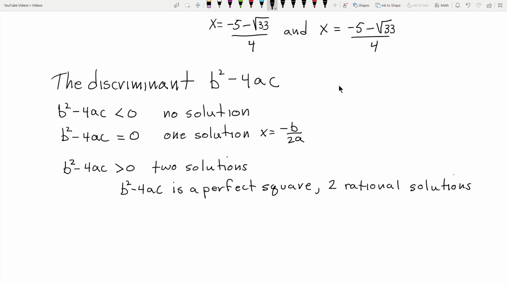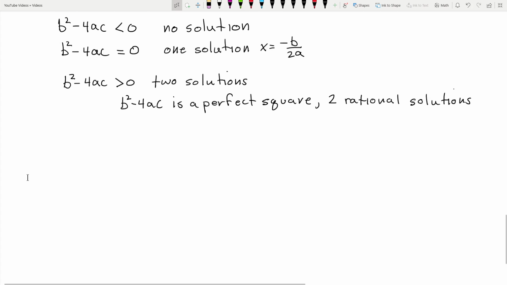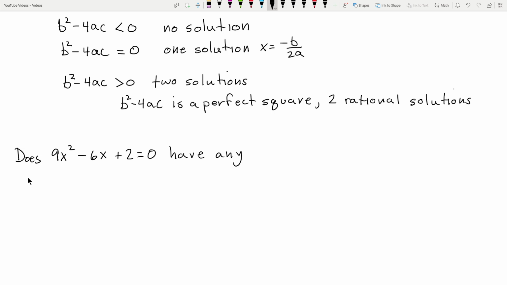So when you look at a problem, let's look at a problem, right? I need to decide if 9x squared minus 6x plus 2 equals 0 has any solution. So let's make this into a question. Does 9x squared minus 6x plus 2 equals 0 have any solutions?